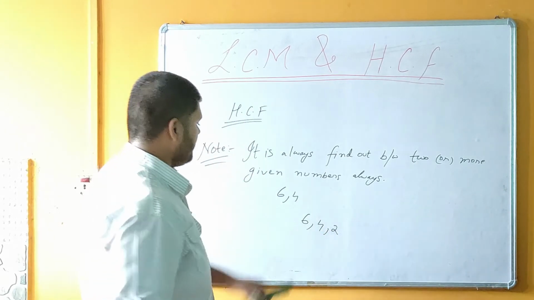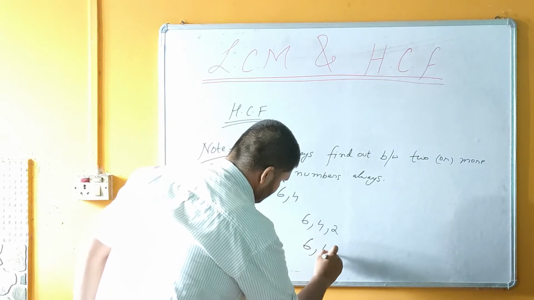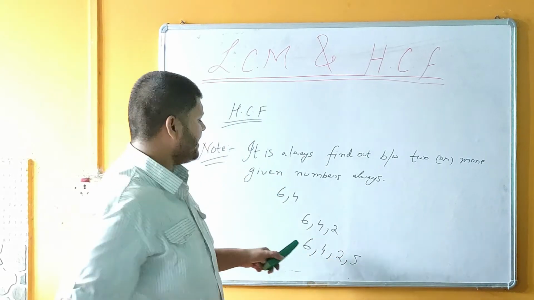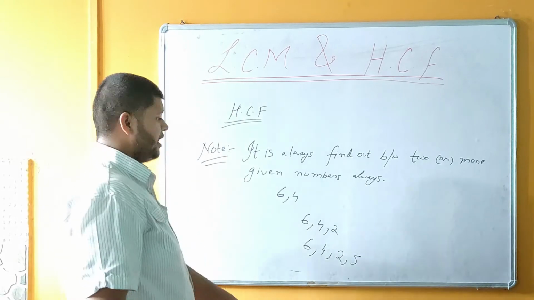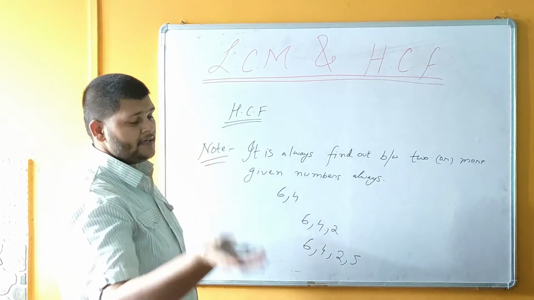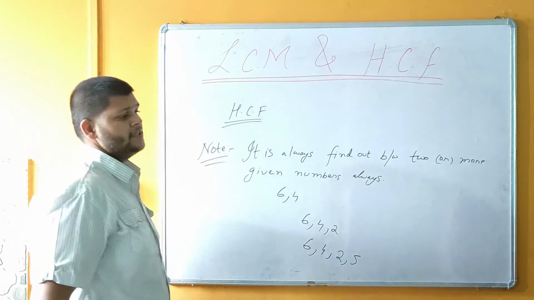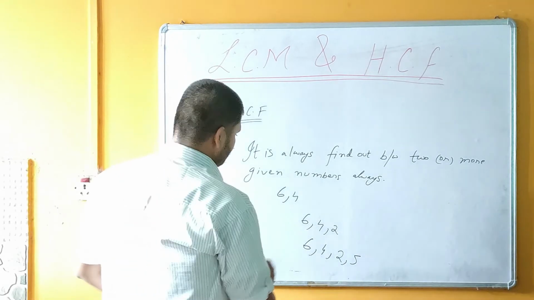Okay, you can also take 6, 4, 2, 5. You can take any number of given numbers, and you can find the HCF like the previous style we have seen. Okay, now I am using this.